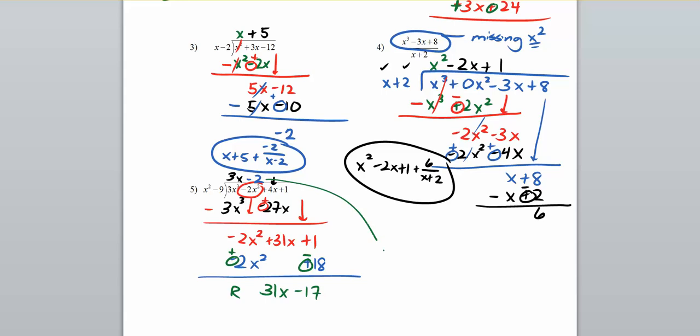So again, I'm going to take my answer, okay, to write it kind of like a grown-up. I'm going to say 3x minus 2.